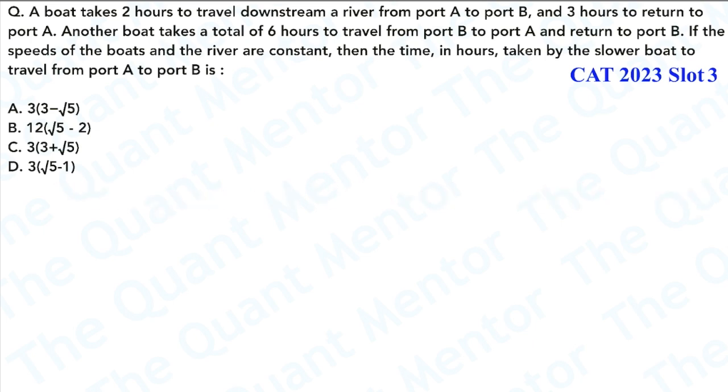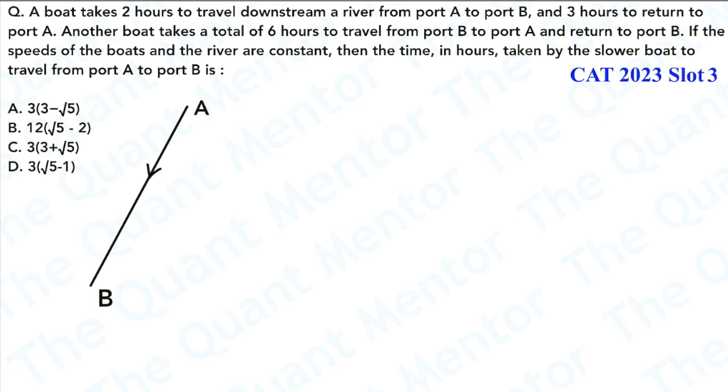Alright, so the question says, a boat takes 2 hours to travel downstream a river from port A to port B and 3 hours to return to port A. So that means A to B is the downstream journey and B to A is upstream. Another boat takes a total of 6 hours to travel from port B to port A and return to port B. If the speeds of the boats and the river are constant, then the time in hours taken by the slower boat to travel from port A to port B is.